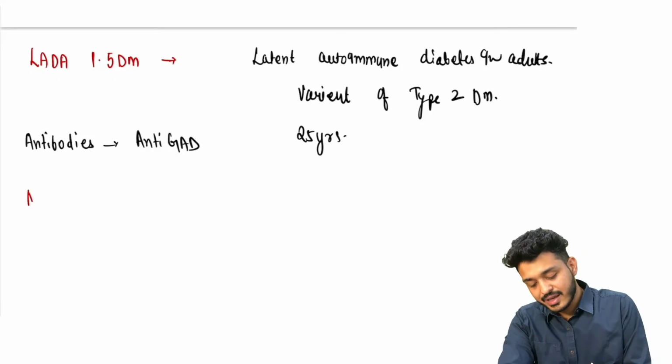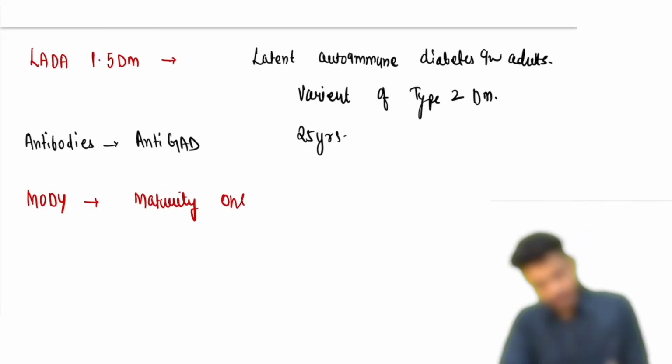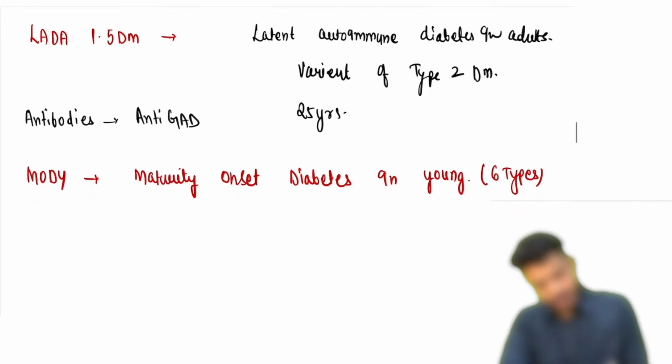Apart from LADA, we have MODY. What is MODY? Maturity onset diabetes in young people. There will be 6 types, but for us, the most important one is going to be type 3.